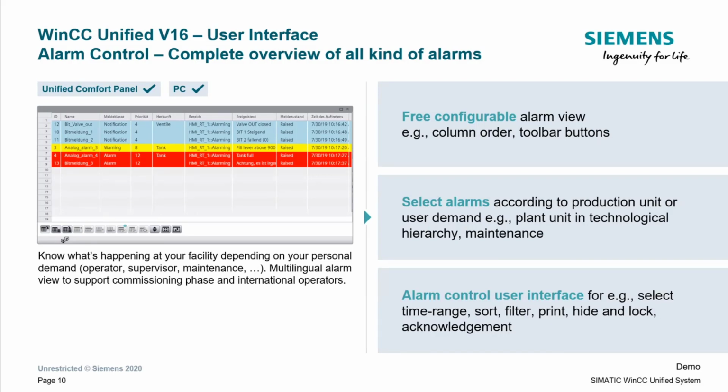This alarm window is freely configurable as well, so we can see here we've got some buttons for different types of orders and sorting, this type of thing. You can freely configure those, change them around, resize them, all the rest of it. Within the alarm controls, we can also select things like a time range, so we can see what types of alarms were occurring within a specified time. We can sort, filter, or indeed print these alarms as well. And of course, like any other alarm control, we can also hide, lock, and acknowledge the alarms as well. So Andy's going to give you a quick look at this alarm control and hopefully show you some generated alarms and how we can use these in the control.